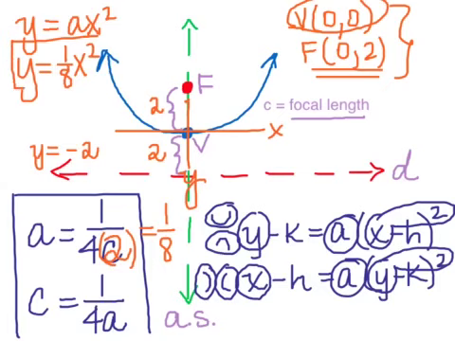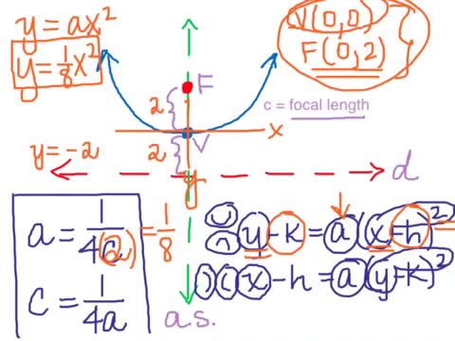And since there's not an h and k, because the vertex has not moved off of the origin, we don't have to have any of this minus h or minus k stuff. We just keep the y and the x and the squared, and all we needed was to figure out what a was, and we've got the equation of a parabola that has its vertex at (0, 0) and its focus at (0, 2).